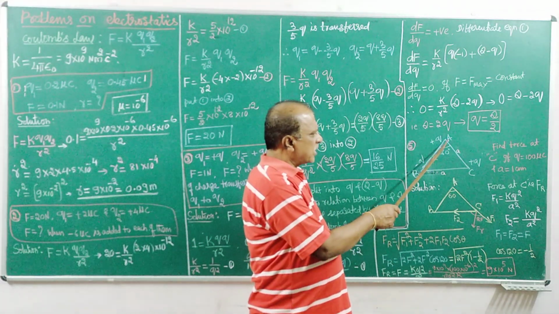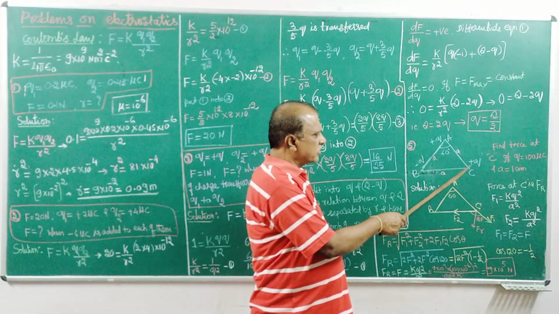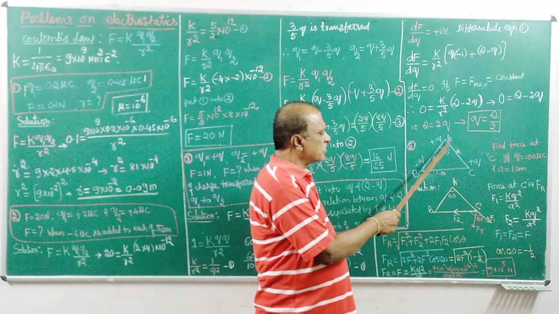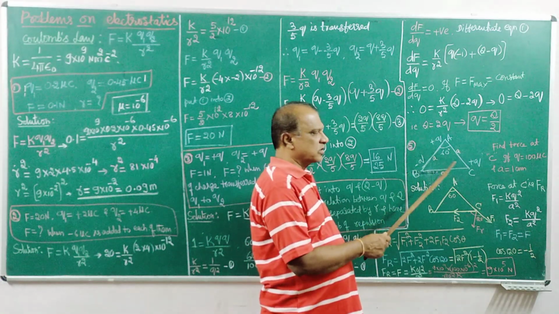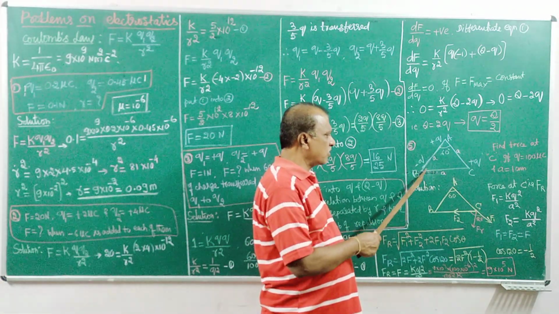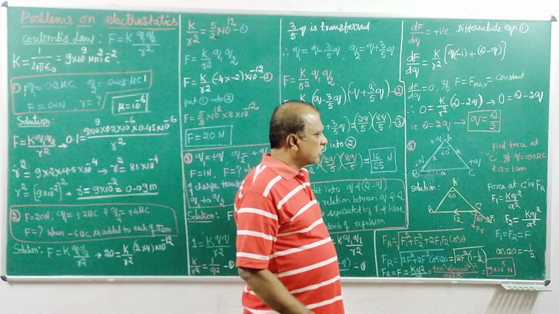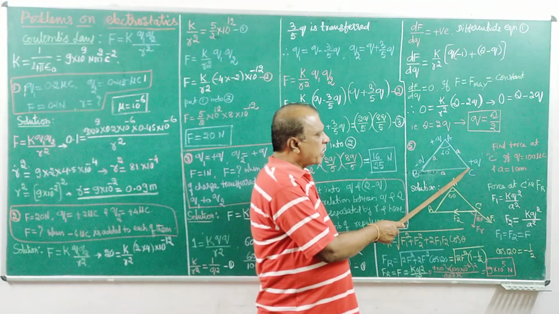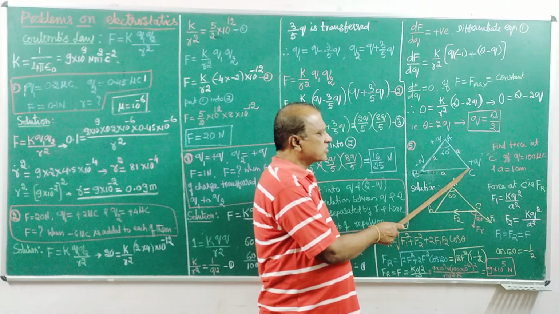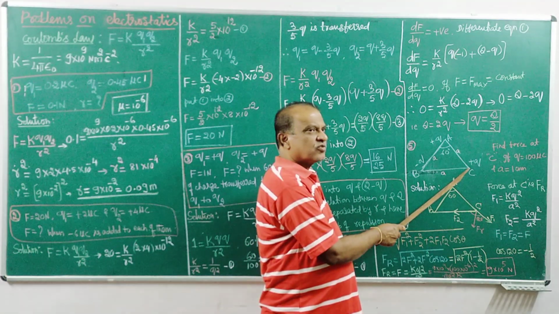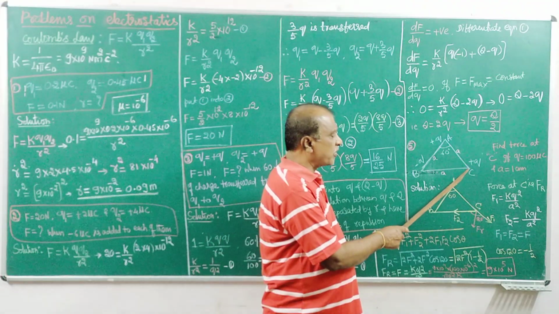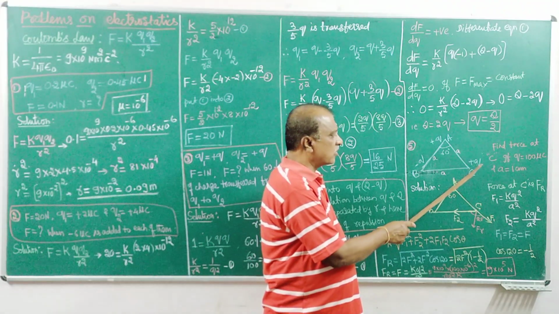There are three points in the space, and all three points are the vertices of this equilateral triangle. 60 degrees, all angles are equal, all sides are equal. That is the problem. What is asked at this point? What is the net electrostatic force experienced at the point C, that is, on this charge?